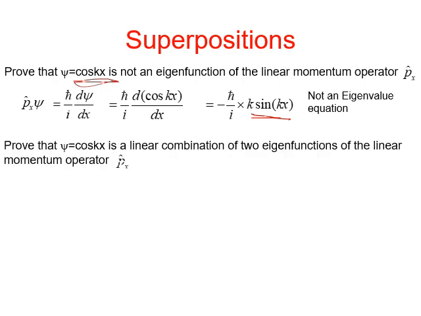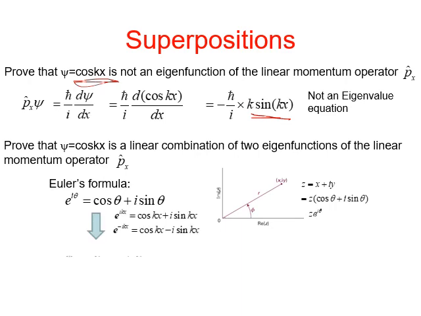Now it turns out that this function cosine kx is actually a sum of two wave functions. We can use Euler's equation to prove it.